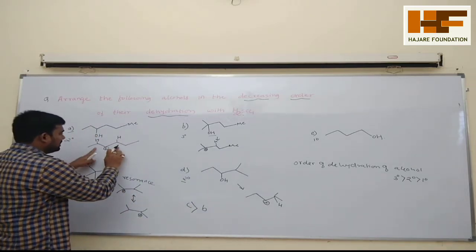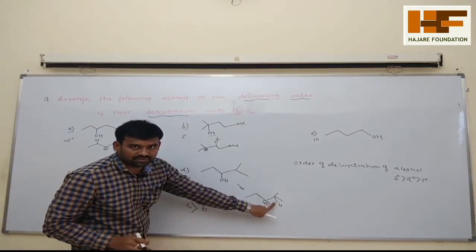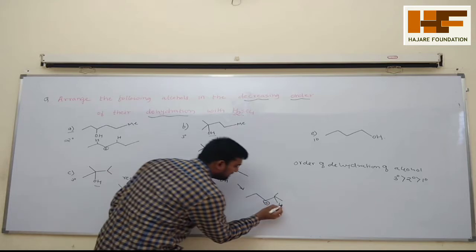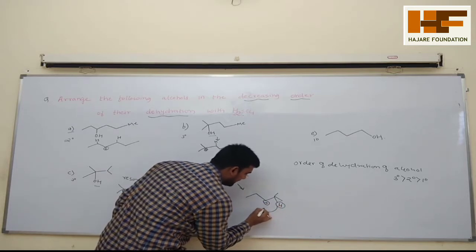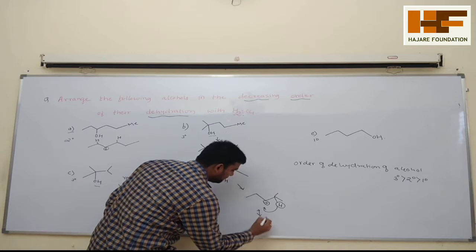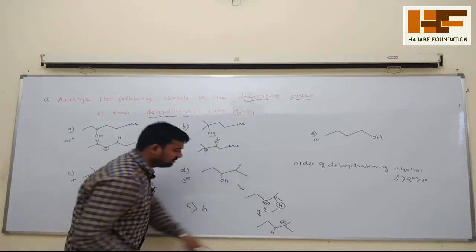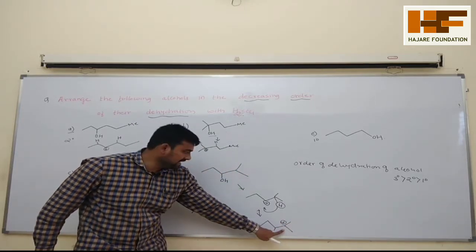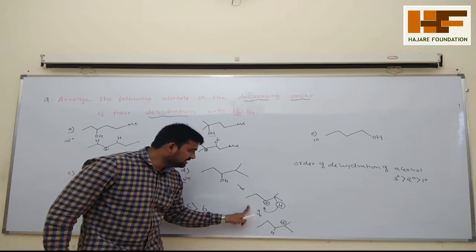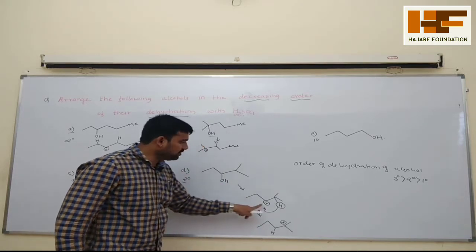Both are secondary hydrogens, but here this is the tertiary hydrogen. So what happened here? This hydrogen shift takes place and this positive charge will come here. So you will get the structure with a positive charge here and H here. As you know, a tertiary carbocation is more stable than the secondary. That's why this is more stable. This will easily undergo dehydration in order to form the carbocation.